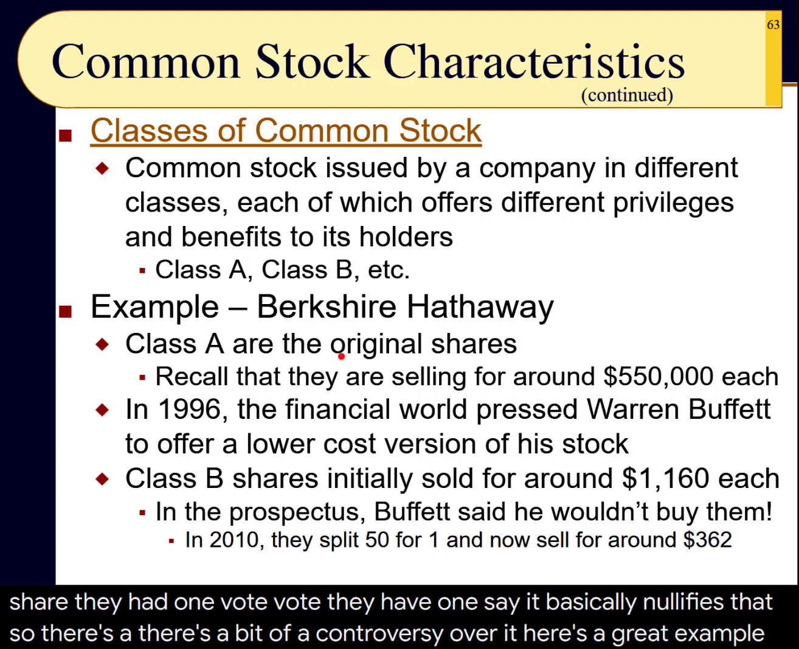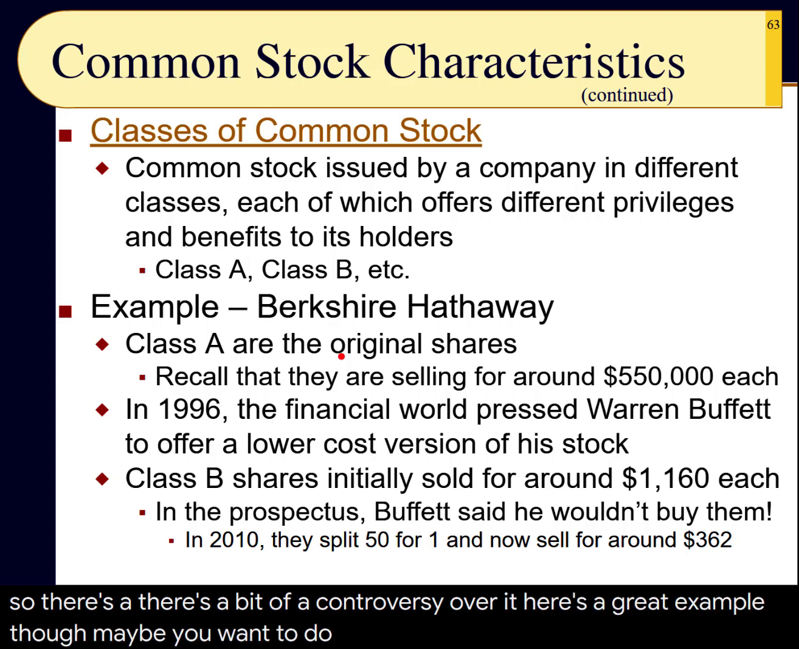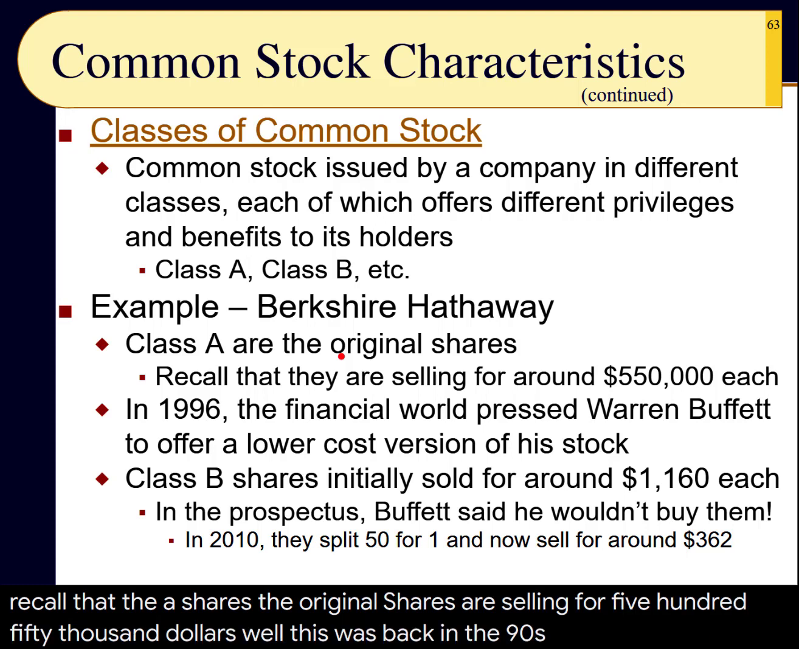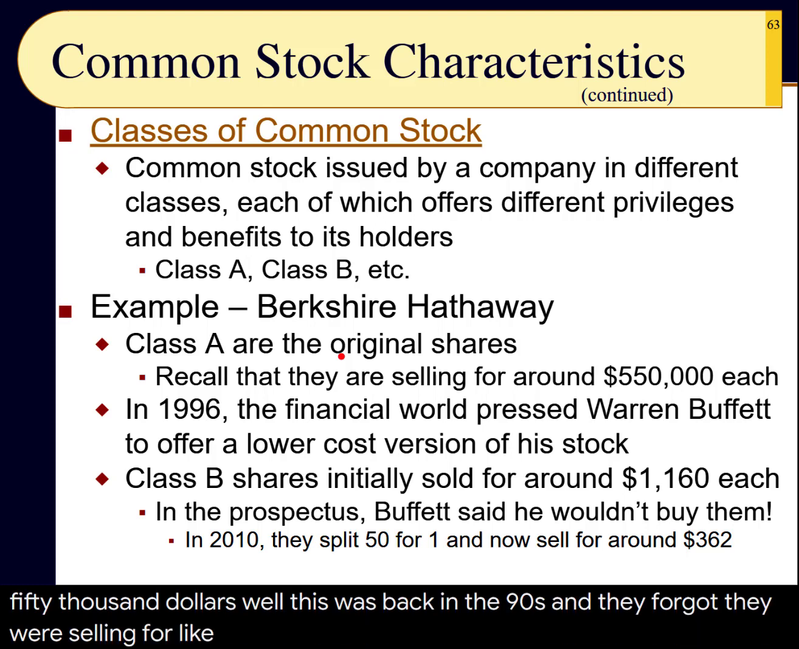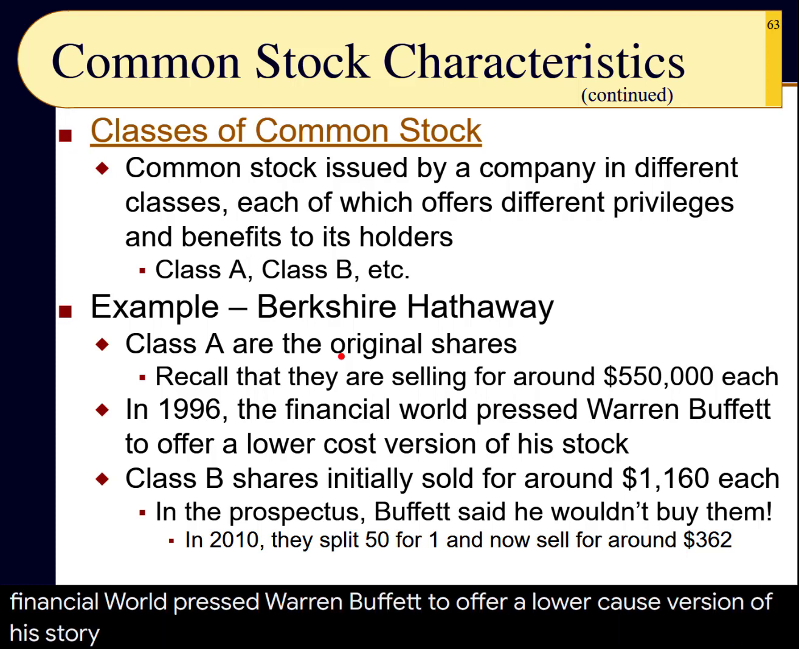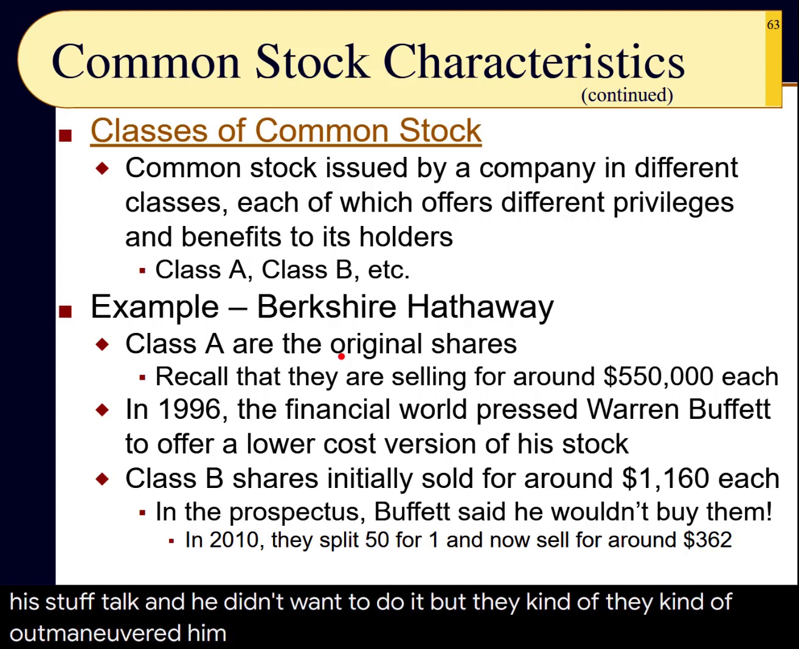Here's a great example, though. If you want to delve into the history of Berkshire Hathaway, recall that the A shares, the original shares, are selling for $550,000. Well, this was back in the 90s. And I forget, they were selling for like $30,000 or $40,000 a share. In 1996, the financial world pressed Warren Buffett to offer a lower cost version of his stock. And he didn't want to do it, but they kind of outmaneuvered him. So he said, all right.